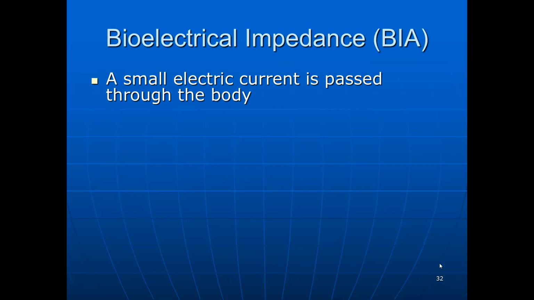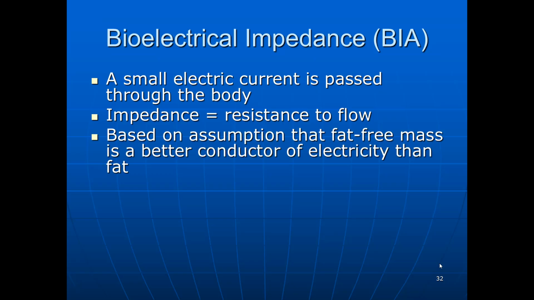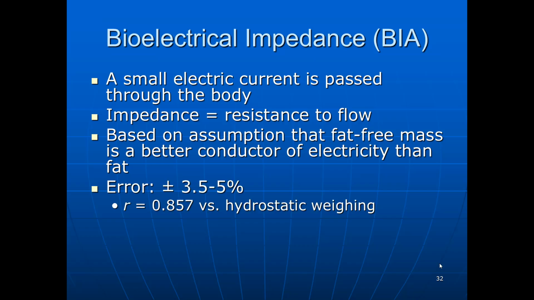Bioelectrical impedance. In this technique, a small electric current is passed through the body, and impedance basically means resistance to flow. So in other words, as this current is flowing through the body, that electricity is going to meet some resistance. This is based on the assumption that the fat-free mass of the body is a better conductor of electricity than fat. So the quicker that electricity flows through the body, the less body fat it's going to say that you have. So the error is a little bit higher.